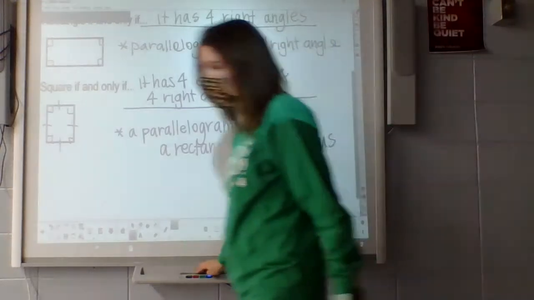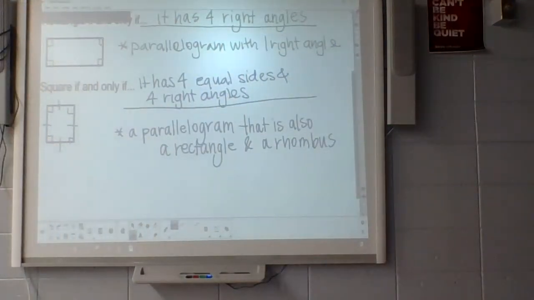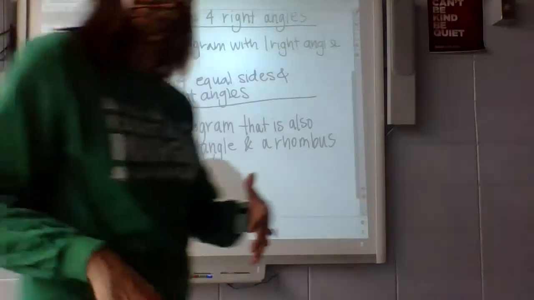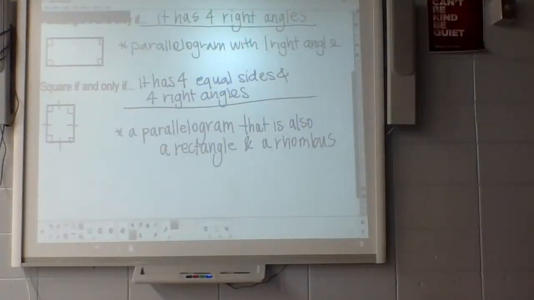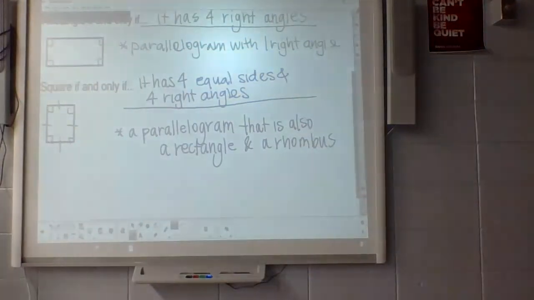So a parallelogram that's also a rectangle and a rhombus is a square. So it has all the properties of all of those shapes. When you're ready, you can flip the page. A lot of properties we need to list today, so we'll probably get through all the properties and then take a break.